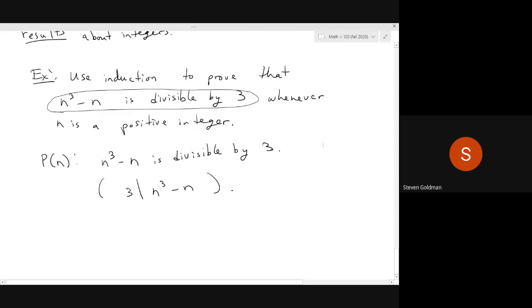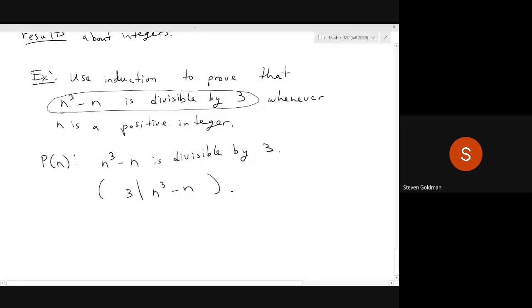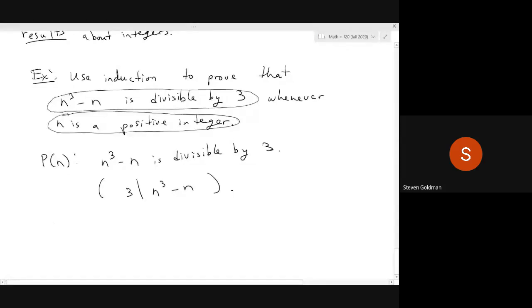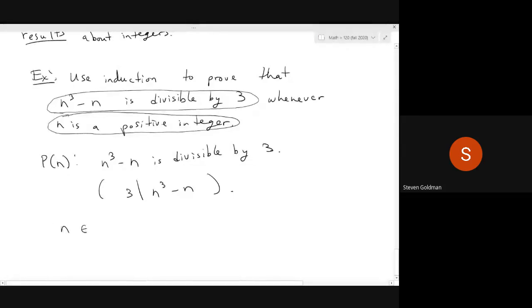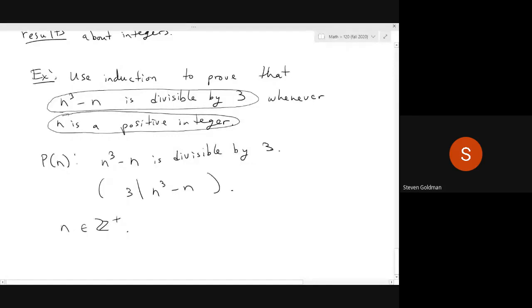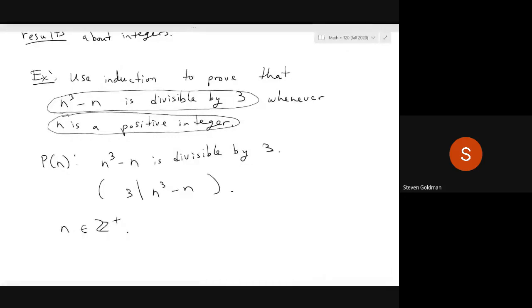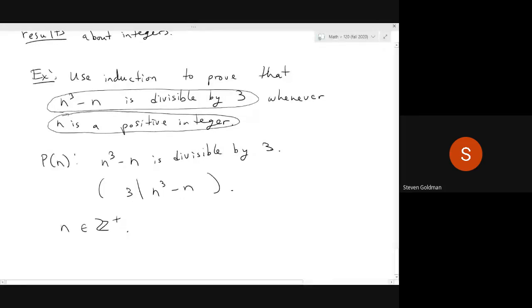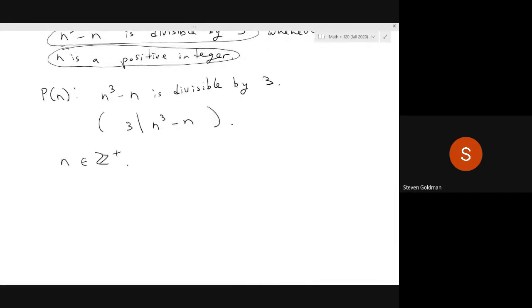Right, or 3 is a factor of n cubed minus n. What's our domain here? Our domain for n is the set of positive integers. So n is a positive integer. I'll just write it this way: n is an element of Z plus. All right, so we have our statement P of n, our propositional function that we want to prove. We know what the domain is, what n is allowed to be. Let's now move on to our two steps.